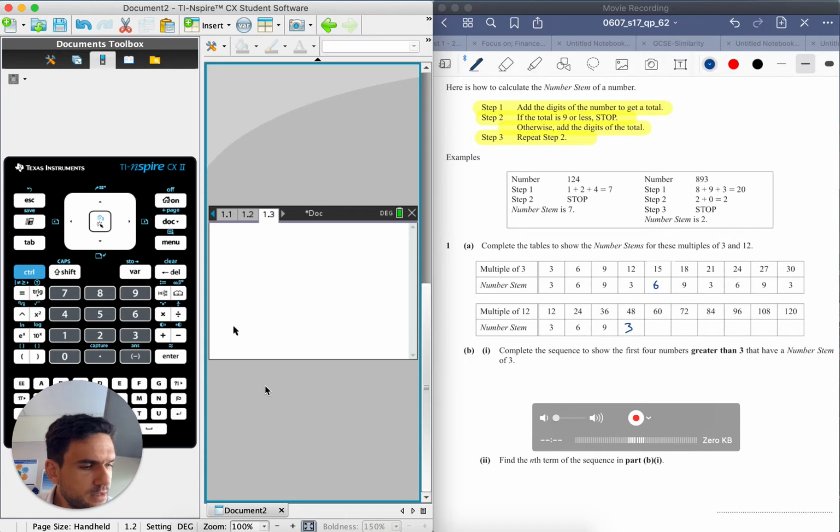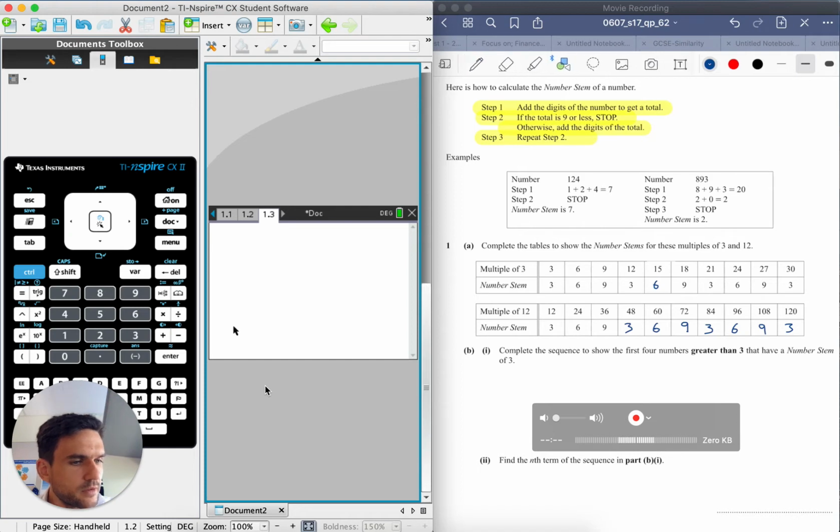For 60, 6 plus 0 is just 6, and I stop there. For 72, I'm doing 7 plus 2, which is 9. 84 is going to be 8 plus 4, which is 12. Oh, I need to again do 1 plus 2, which is 3. Next one, 96. 9 plus 6 is 15. Let's go again. 1 plus 5 is 6. 108, 1 plus 8 is 9. And 12, 1 plus 2 is 3.